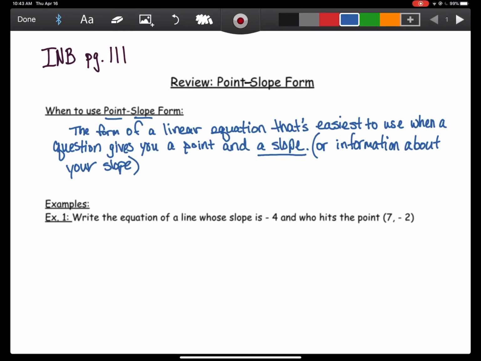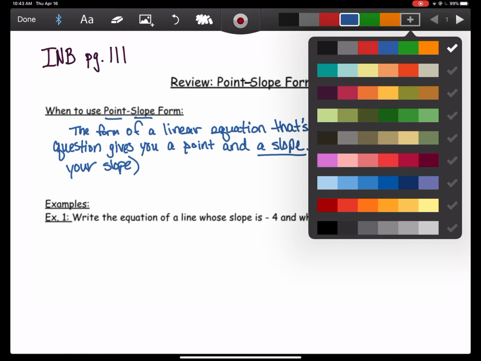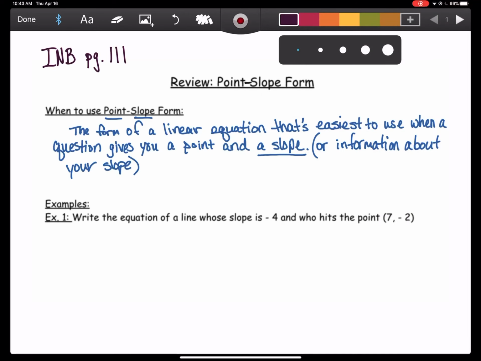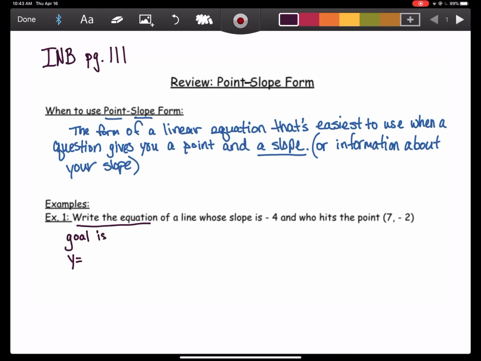Okay, so let's try the first question. Write the equation of a line whose slope is -4 and who hits the point (7, -2). Write the equation. So when it says write the equation, our goal is y = mx + b, okay?